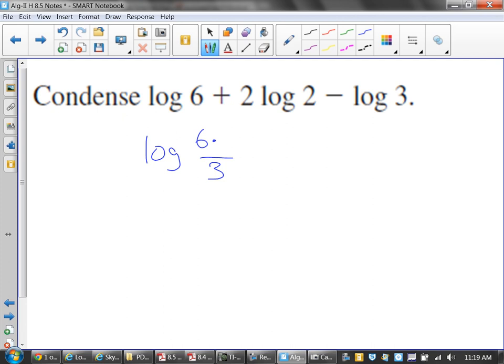6 times 2 squared, because the 2 goes up here then. Everybody see that? So it'd be log 8. Log 8, very good. The reason why, does everybody see how that happened?